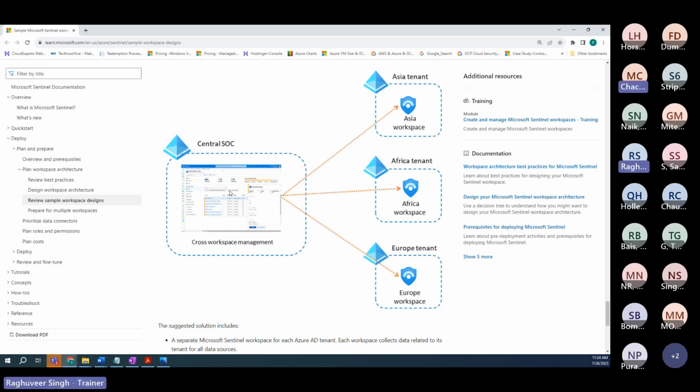So the central SOC here doesn't mean that you have one workspace. It means that you have multiple workspaces, but they all are connected to the same Sentinel service. And that Sentinel service happens to be part of a subscription which is configured in Europe. Make sense?